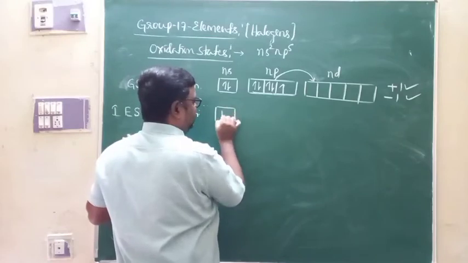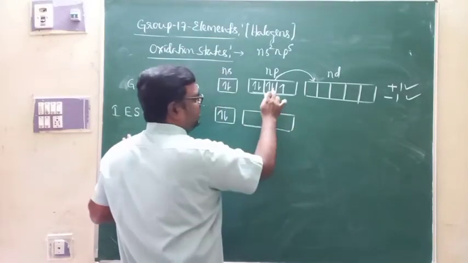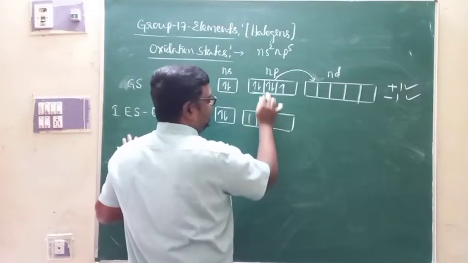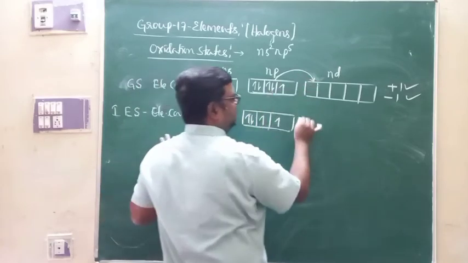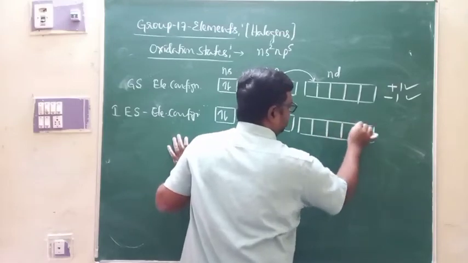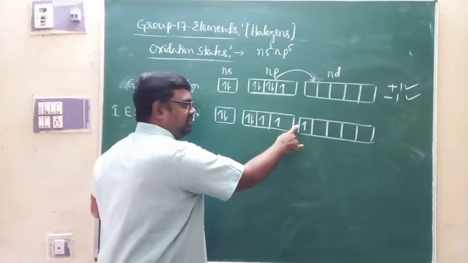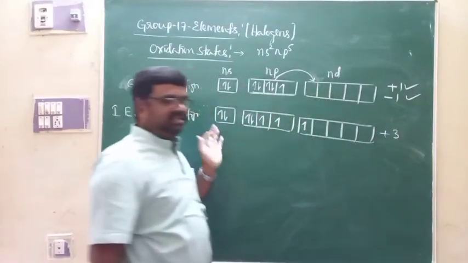Look at the configuration. Here we have 2, but look at that NP there. We shifted 1 electron from NP to ND. Out of 5 electrons, now you are left with only 4 electrons, and 1 electron has come to the d side. Look at the configuration here, and because of that there are 3 unpaired electrons, and these 3 unpaired electrons correspond to the oxidation state of +3.